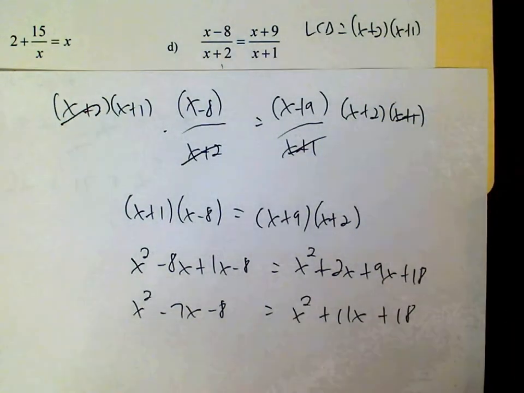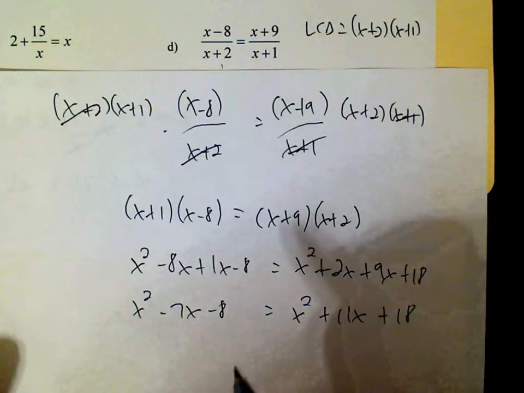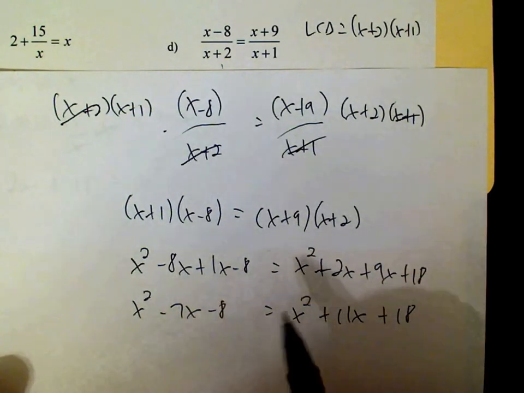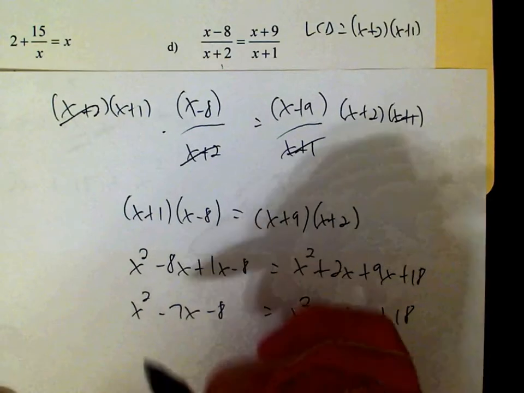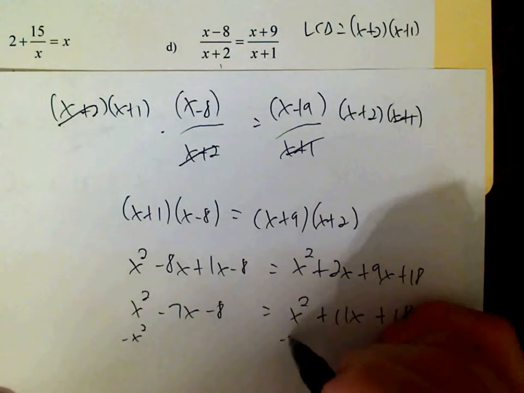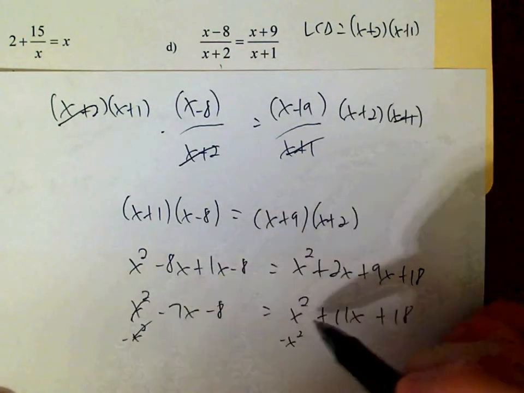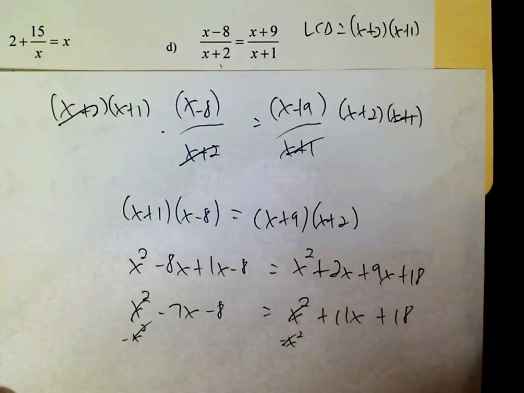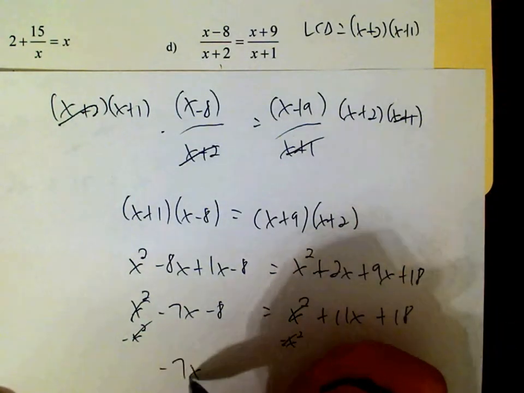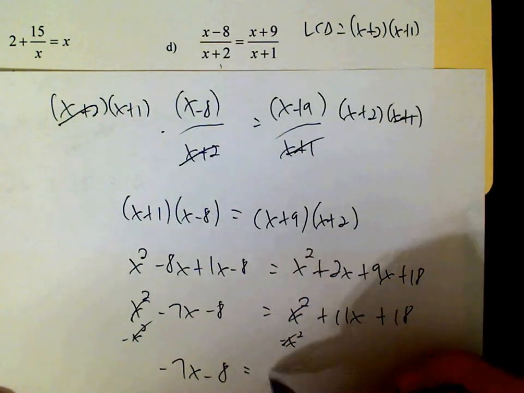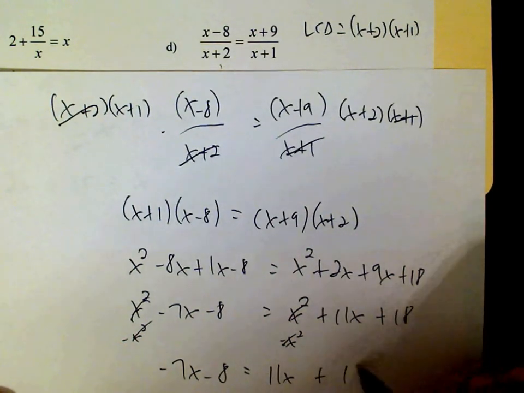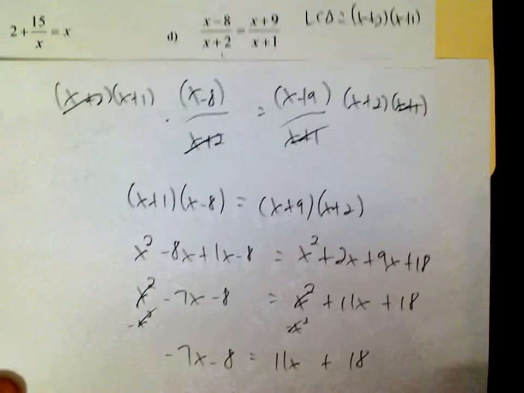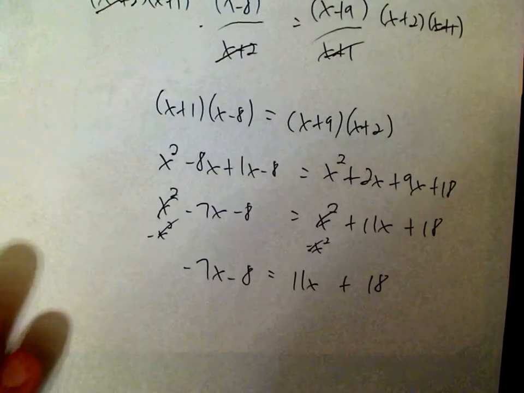And now let's solve for x. But notice we have x squareds. We need the x squareds on the same side, so subtract those off. And you'll notice x squared minus x squared is 0, which means they're gone, which is always good. So now we have negative 7x minus 8 equals 11x plus 18. The reason why it's good is we now have a linear equation to solve and not a quadratic, which would require factoring. This one doesn't.